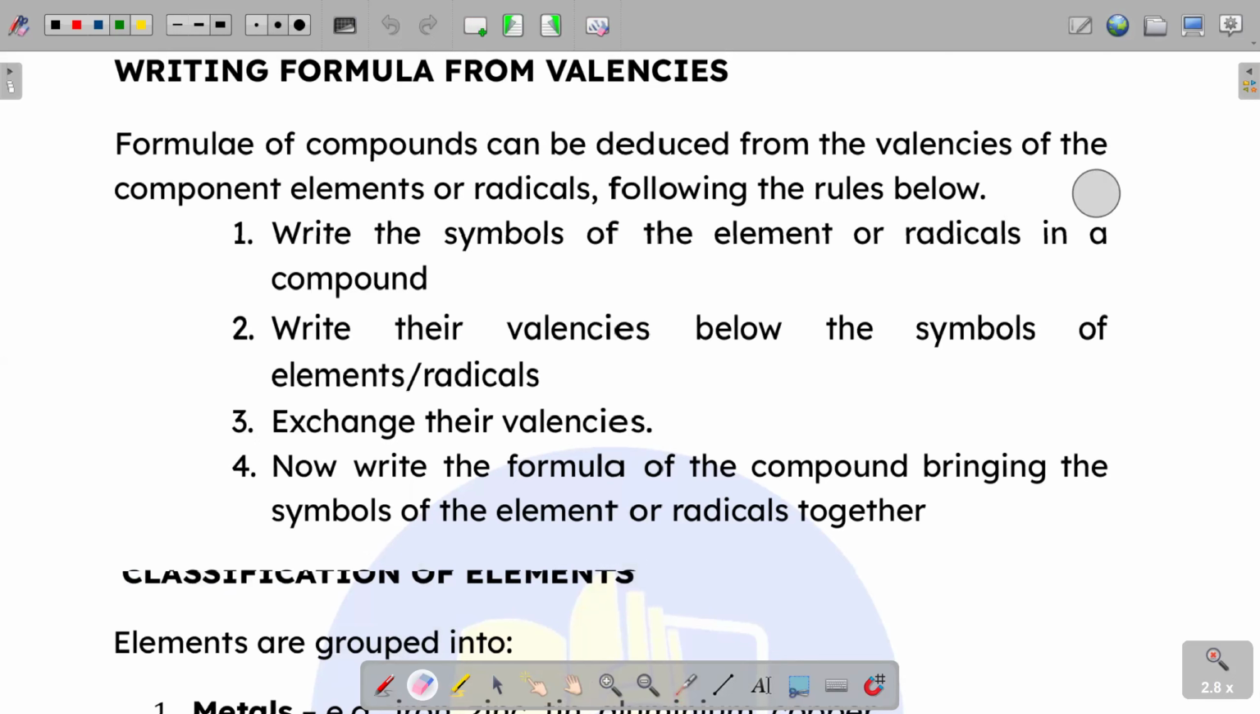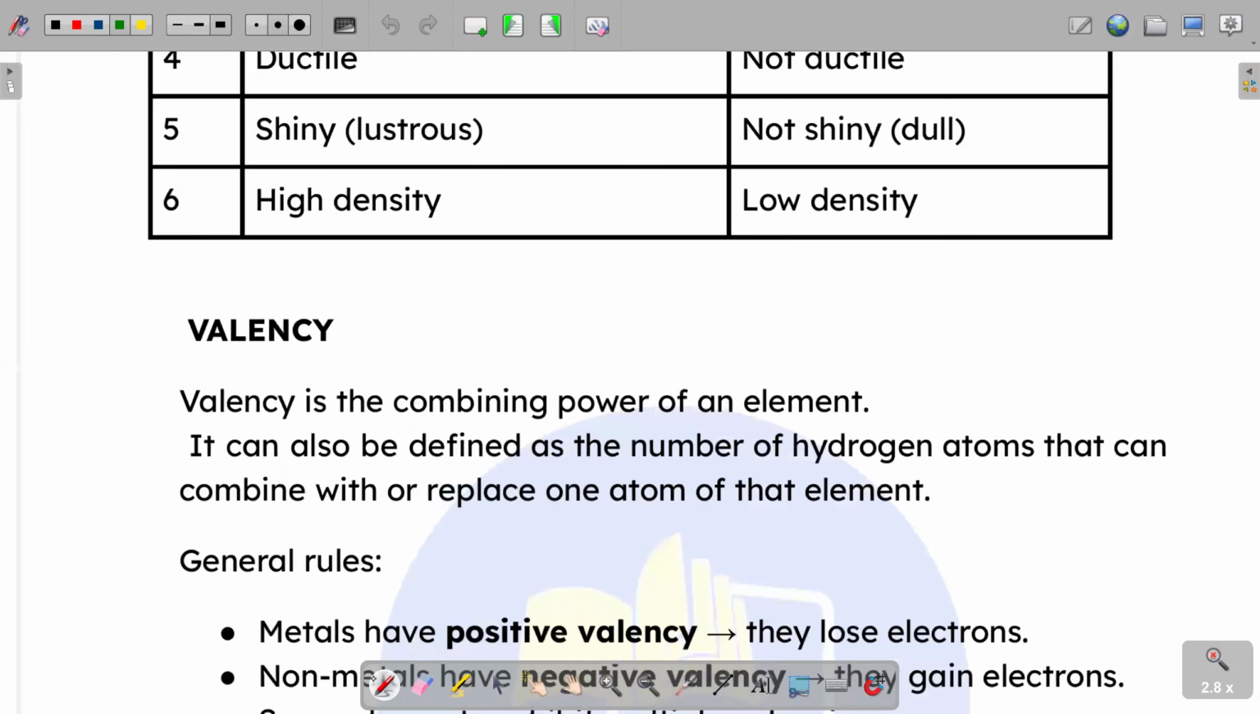Writing formulas from valencies. Generally, formulas of compounds can be deduced from their valencies. What do we mean by valency? Valency is the combining power of an element. It can also be defined as the number of hydrogen atoms that can combine with or replace one atom of an element.